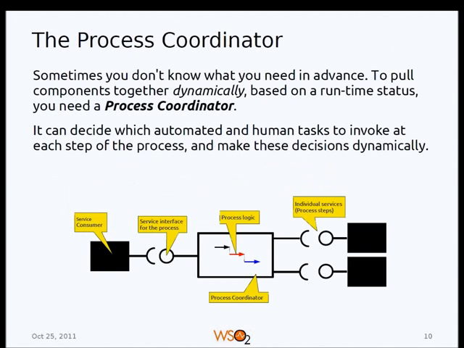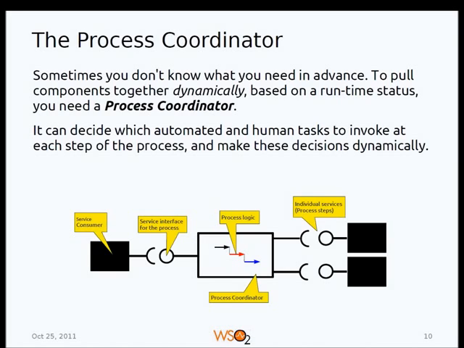And the third component is the process coordinator. Now sometimes you have a complex process to manage. There are many steps. Each of those steps is a service. And sometimes you don't know in what order those services must be invoked or which of them should be invoked. So there's something like a dependency on a runtime status that you need to check. So it's a dynamic requirement here. So the process coordinator is the one that can call on automated as well as human tasks to invoke at different steps in the process, and it can make these decisions dynamically.